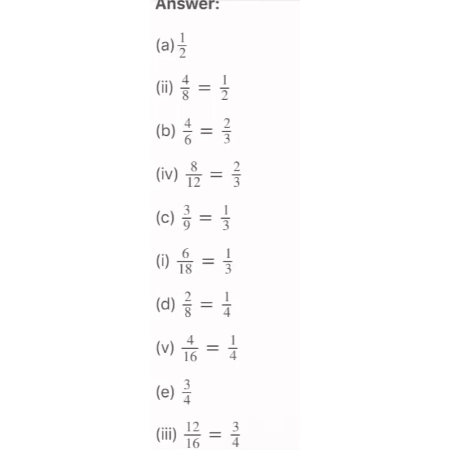Now last one is 3 by 4. And what is the equivalent fraction for 3 by 4? Yes, it is the third one, that is 12 upon 16, and when we reduce it to lowest term or form, we get 3 by 4.